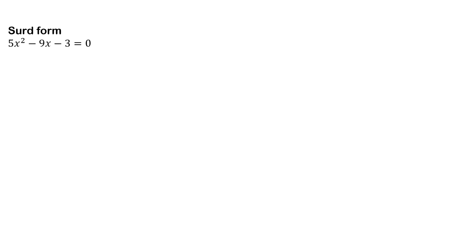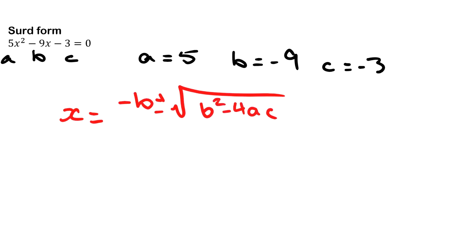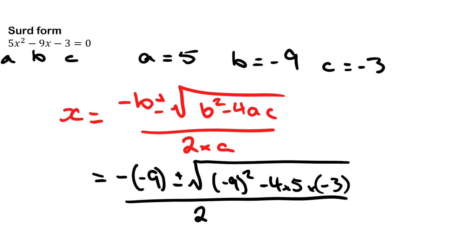Now if I go down here, it's wanting it in thirds form, but we do the exact same thing. A, B, C. A equals 5, B equals negative 9, C equals negative 3. Write your formula. So x equals minus b plus or minus the square root of b squared minus 4ac over 2 times a. Let's substitute in our values. So we get negative 9 plus or minus the square root of negative 9 squared minus 4 times 5 times negative 3 all over 2 times 5.